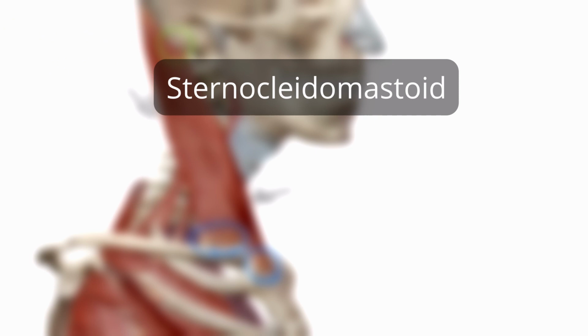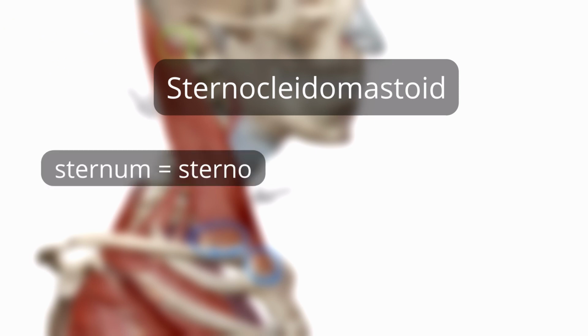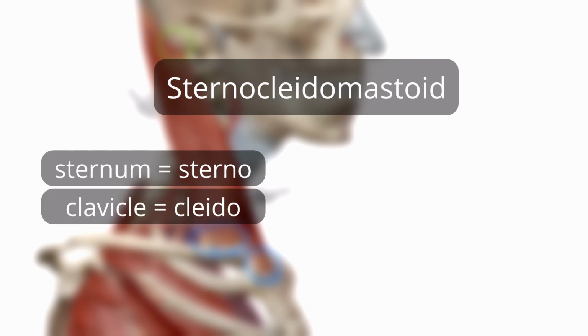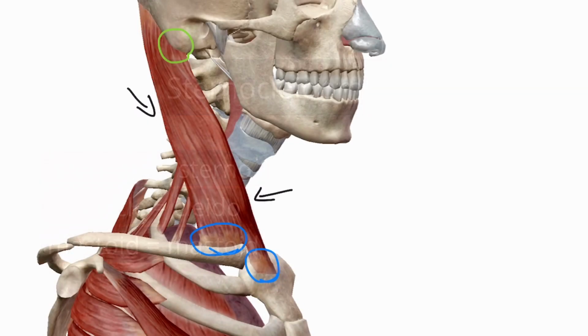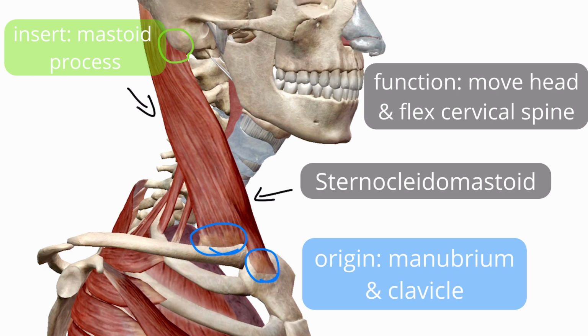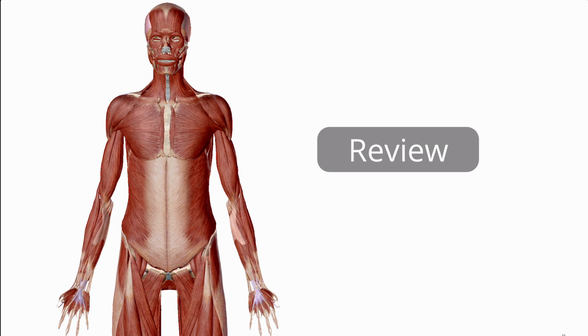Now, if this name is confusing or hard to say, think of it this way. It originates at the sternum, sterno, and the clavicle, cleido, and inserts into the mastoid process. The main function of the sternocleidomastoid is to rotate the head, move it laterally, and flex the cervical spine. Like with all the secondary muscles, the involvement in inhalation is minimal, but not entirely absent. For the most part, they all indirectly lift the rib cage.